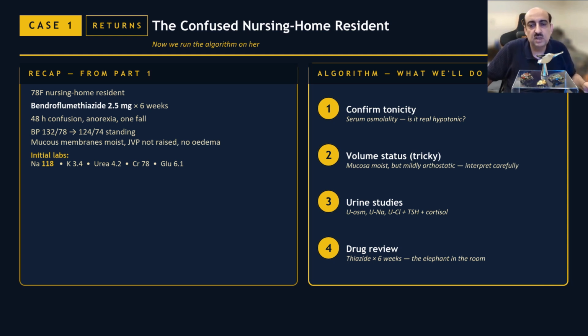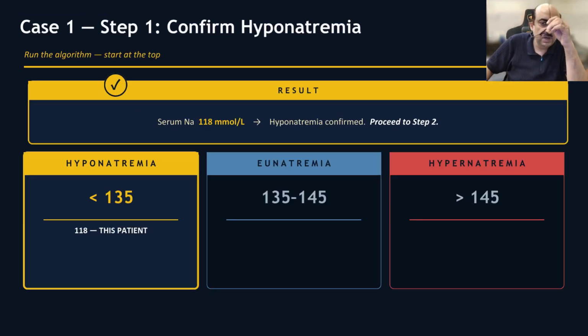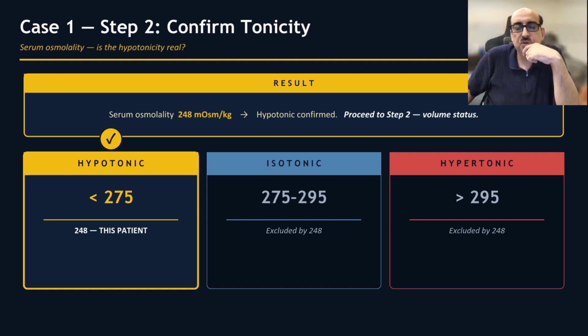So let's work it up according to the algorithm. Four steps: confirm tonicity, check the volume status, urinary studies, and look at the medications. Step number 1, it's just academic: confirm hyponatremia. In our patient it is 118, and there is no other suspicion for pseudo or translocational hyponatremia, so it's confirmed. Step number 2, confirm tonicity. In our patient, the serum osmolality has come back as 248 milliosmoles, which confirms the hypotonic component. Then our next step will be to check the volume status.